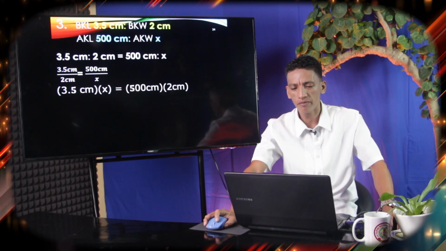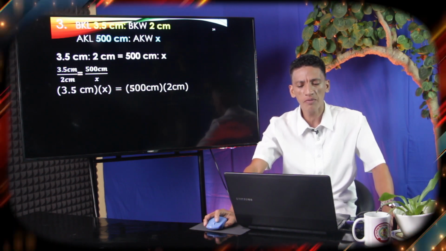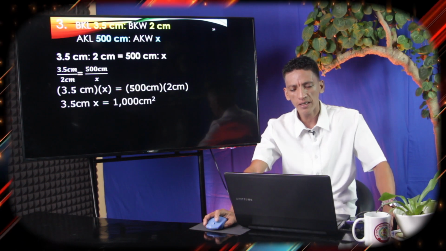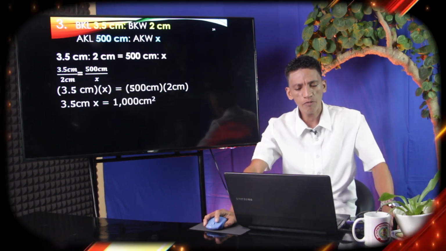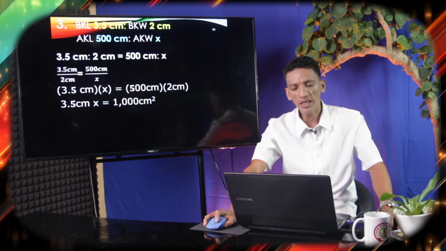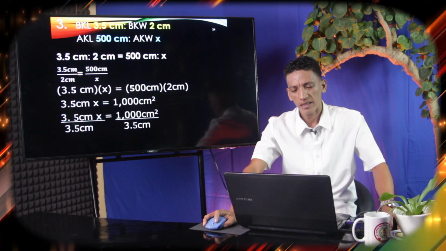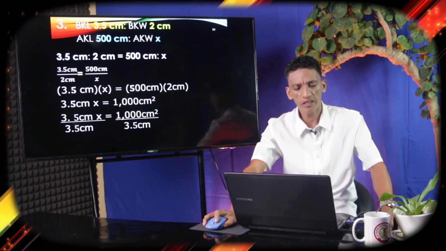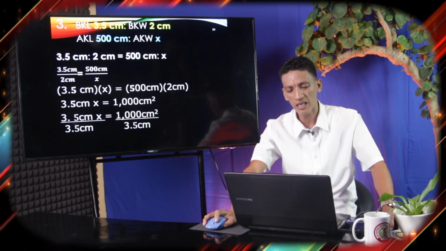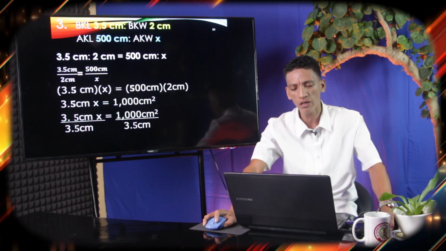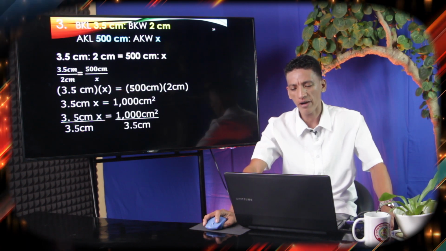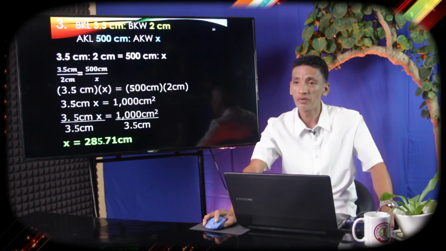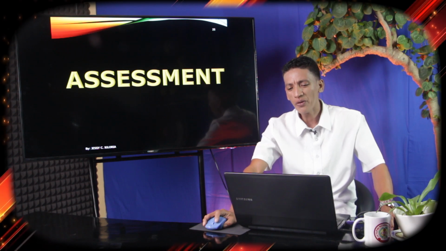Applying the cross product property, we multiply the extremes and the means. 3.5 cm times x equals 500 cm times 2 cm. And the resulting equation will become 3.5 cm x equals 1000 cm squared. We are going to find the value of x. So we have 3.5 cm x divided by 3.5 cm equals 1000 cm squared over 3.5 cm. And we will have the final value of x equals 285.71 cm.